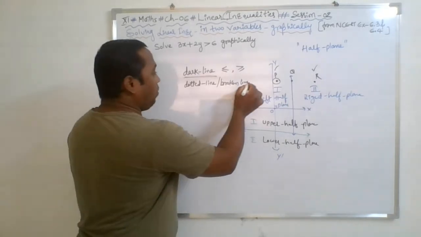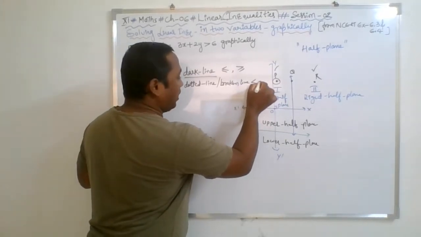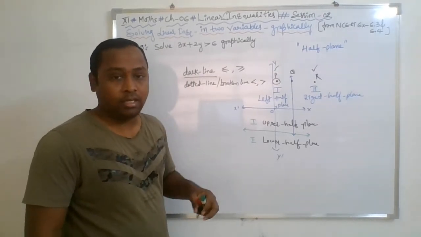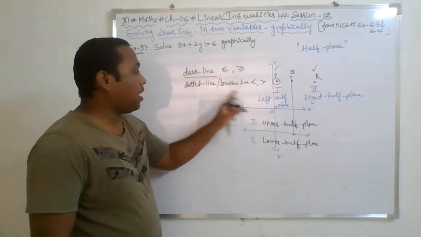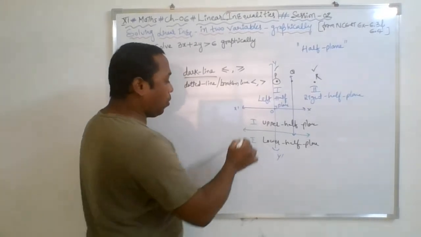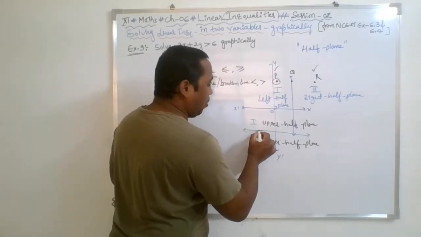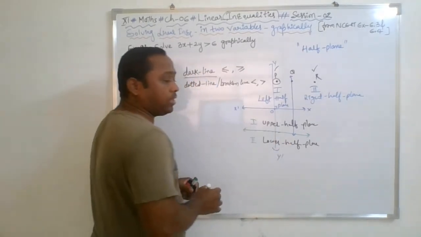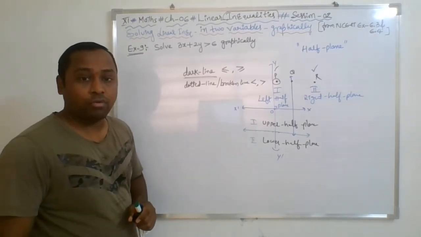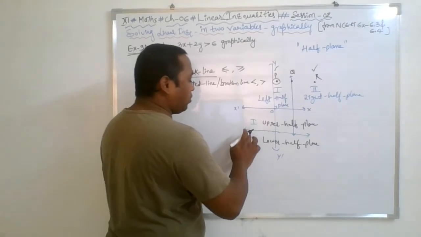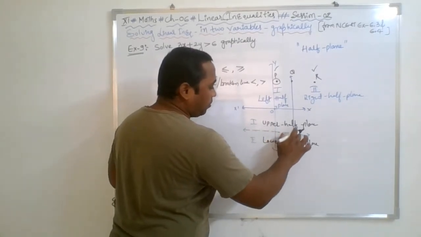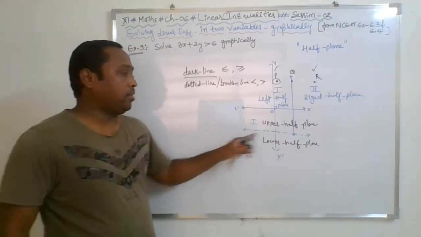If the inequality involves only less than or only greater than, that is what we call a strict inequality. In this case the line is shown as a dotted one, because the points on the line will not satisfy the inequality, hence the line is not counted as a part of the solution region. In that case we are plotting it as a broken line, like this. So it's a broken line.